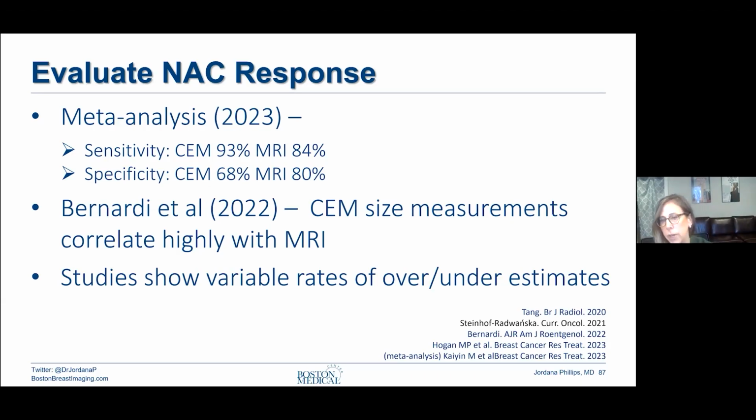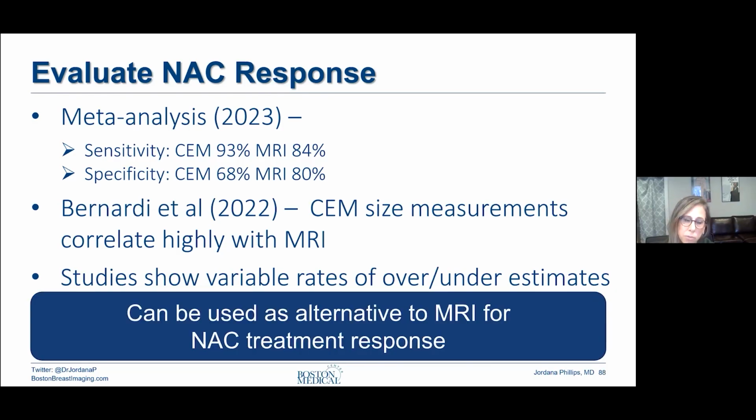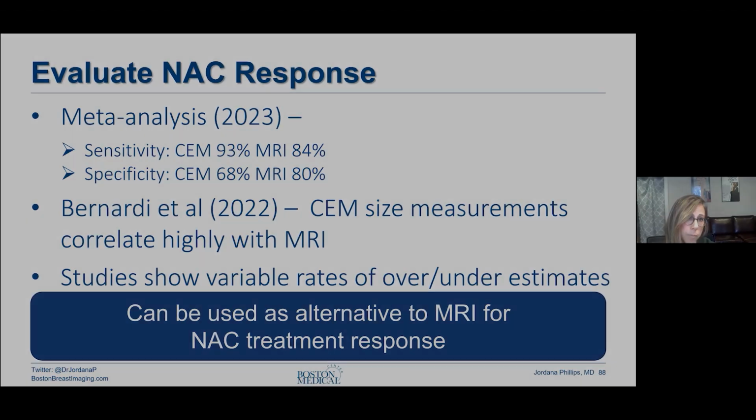So it's hard to say, do they overestimate it by a few millimeters? Do they underestimate it by a few millimeters? I don't know the exact answer because the data is, like I said, very variable. But the take-home point is that these two imaging exams are very similar, and we can use contrast-enhanced mammography as an alternative to MRI for neoadjuvant chemotherapy treatment response, especially if you don't have MRI, for sure.